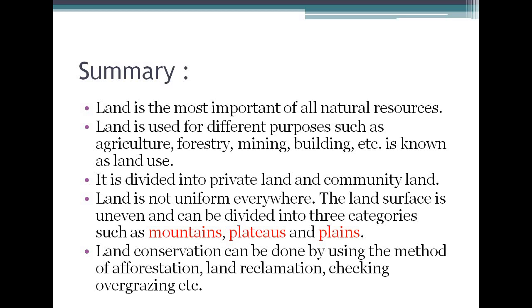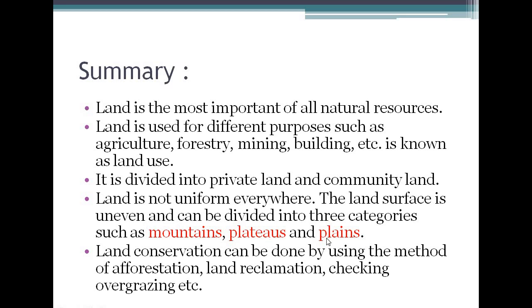Then what have we studied in this lesson? Here is a gist. Land is the most important of all natural resources. Land is used for different purposes such as agriculture, forestry, mining, buildings, etc. This is known as land use. It is divided into private land and community land.